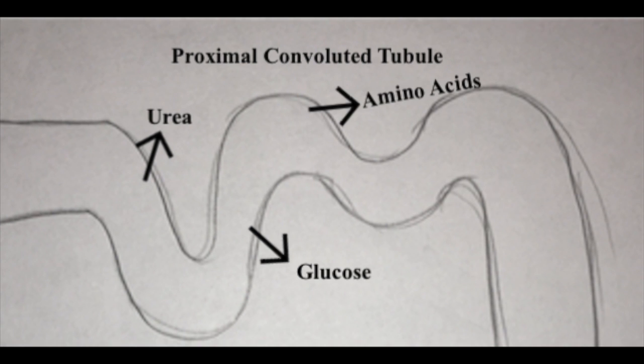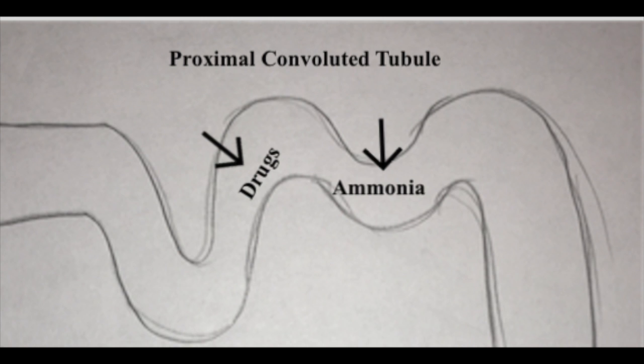Approximately 50% of urea is reabsorbed. And finally, near 100% of glucose and amino acids are reabsorbed. Ammonia and drugs that may be in the body are secreted into the tubules.